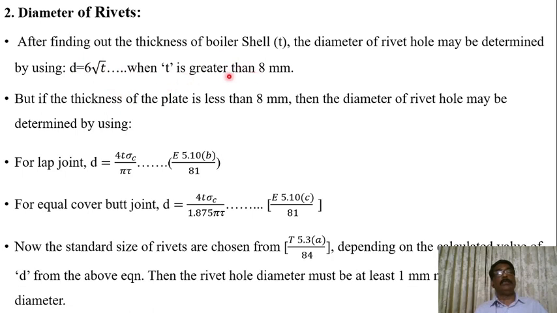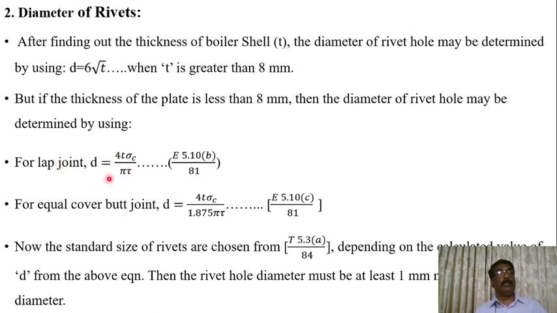Here t means the thickness of the shell that we calculated in the previous formula. If the value you get is greater than 8 mm, we can use this formula and find the diameter of the rivet as well as the diameter of the rivet hole. But if it is lesser than 8 mm, then for a lap joint you will use this equation, or for a butt joint you will use this equation. Both equations can be taken from the DDH, with the page number and equation number given.